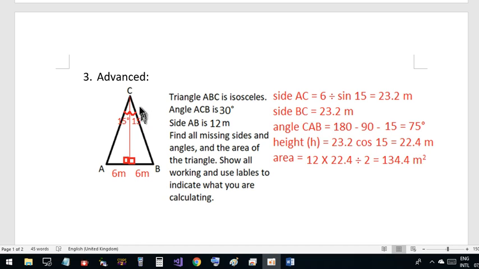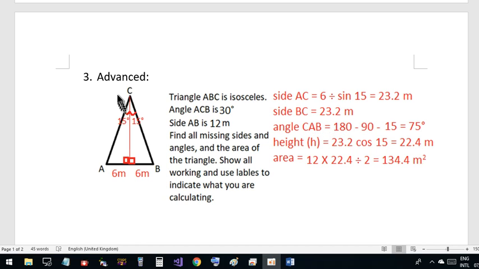Alright, side BC is symmetrical. We've got B across here, and that one's going to be exactly the same because you can see that side AC is the same as that side BC. It's symmetrical, so it's like a mirror image. It's going to be exactly the same on that side. So this triangle will have a long side, BC, of 23.2 meters.